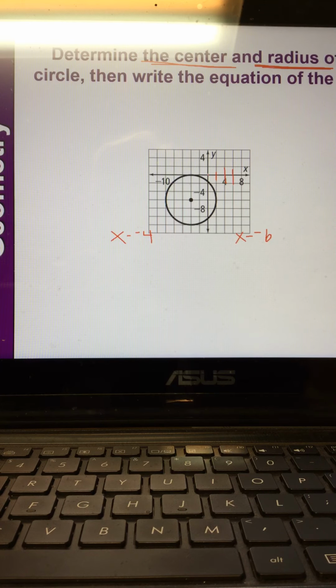Now we're actually moving to the left from our origin. So we're going to go 2, 4.